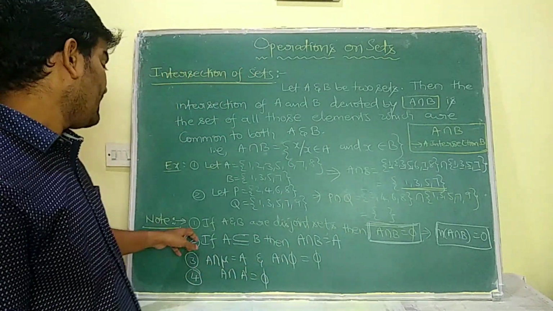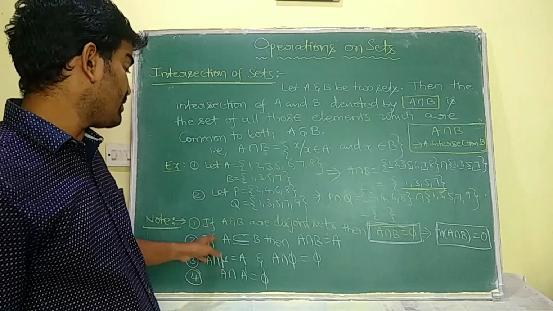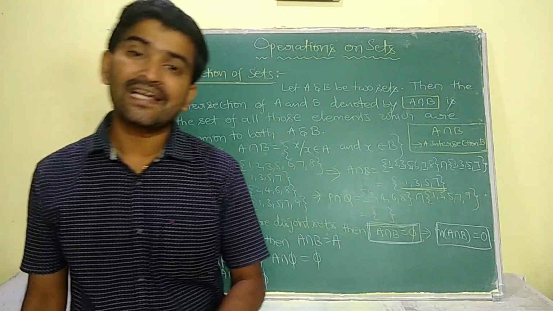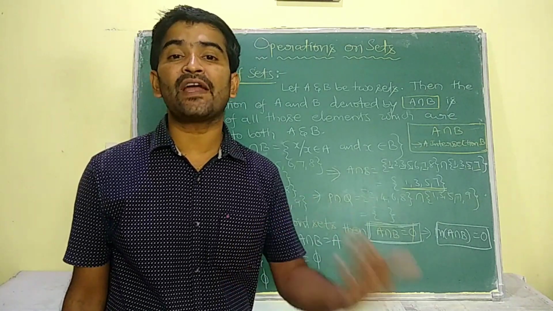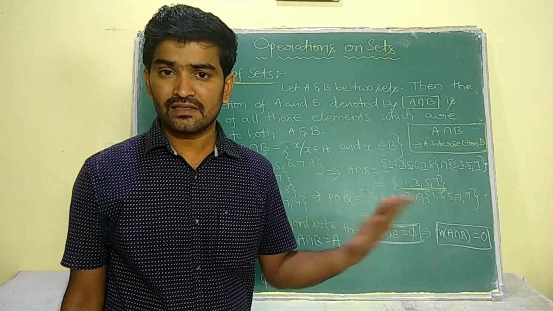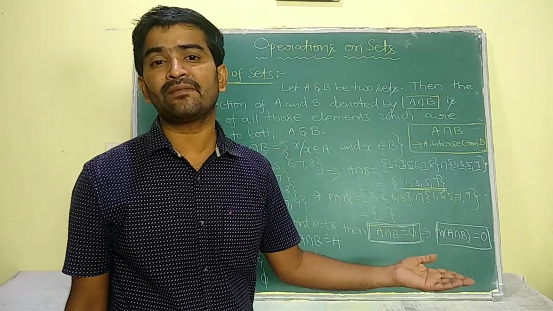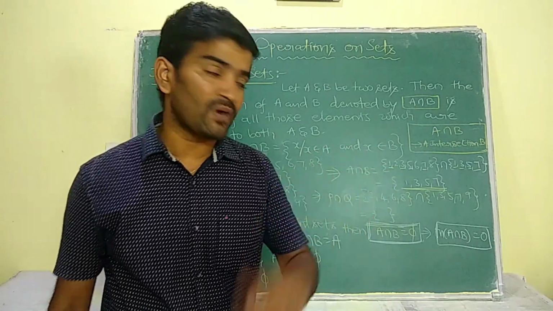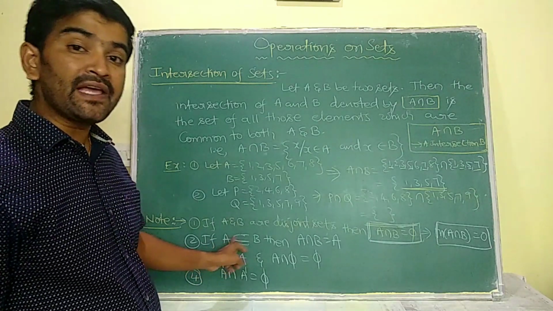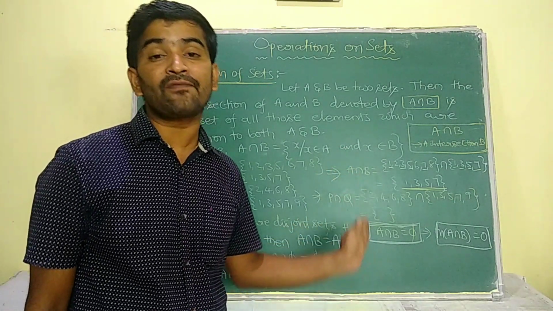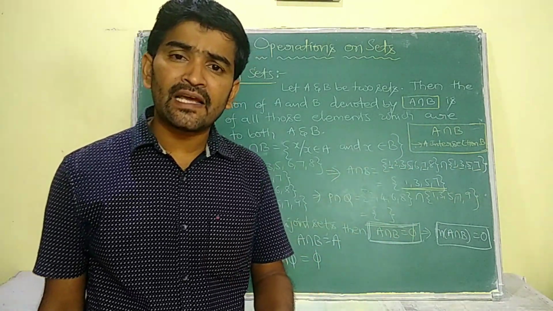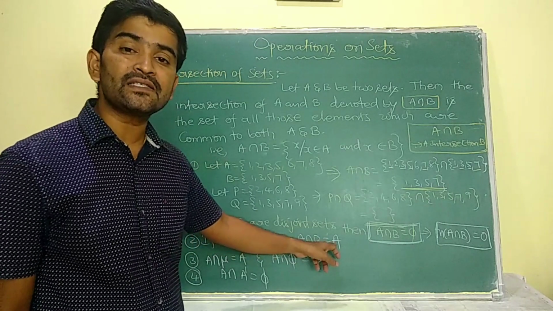Now see the observation points. If A and B are disjoint sets, then A intersection B is empty. As A intersection B is empty, the number of elements in A intersection B is 0. Why? Because there is nothing in the set A intersection B. Nothing is there means its cardinality is 0. So n of A intersection B is 0. Coming to the second one. If A is a subset of B, that means all the elements of A are there in B. What are the elements common to both A and B? The elements in A. That's why A intersection B is A.